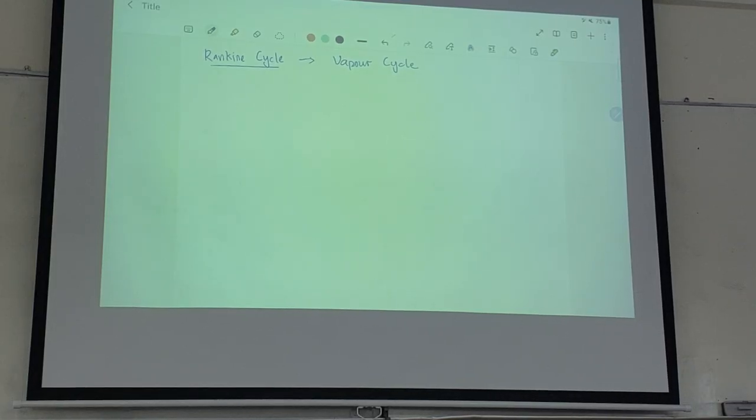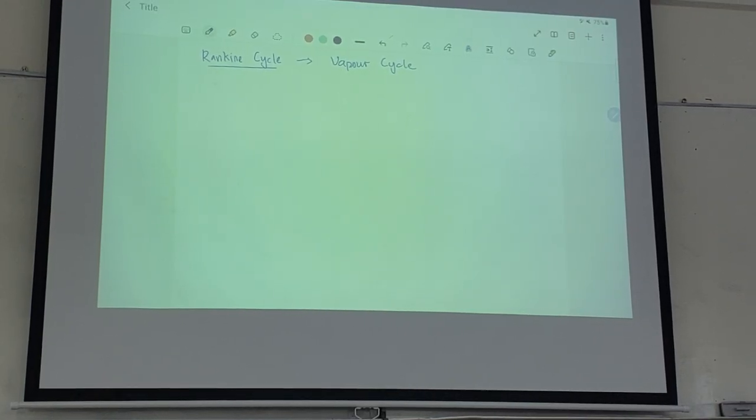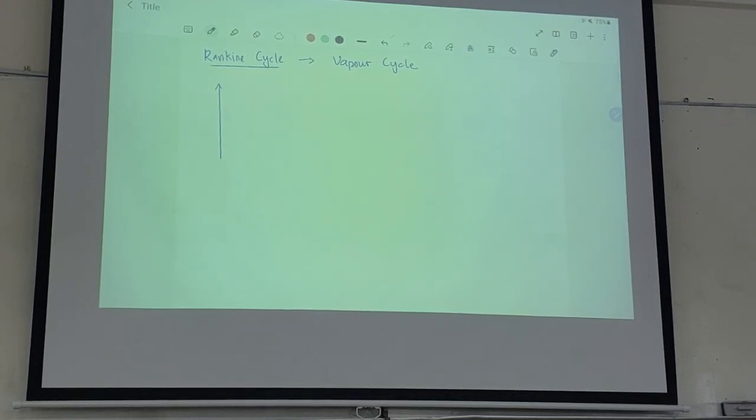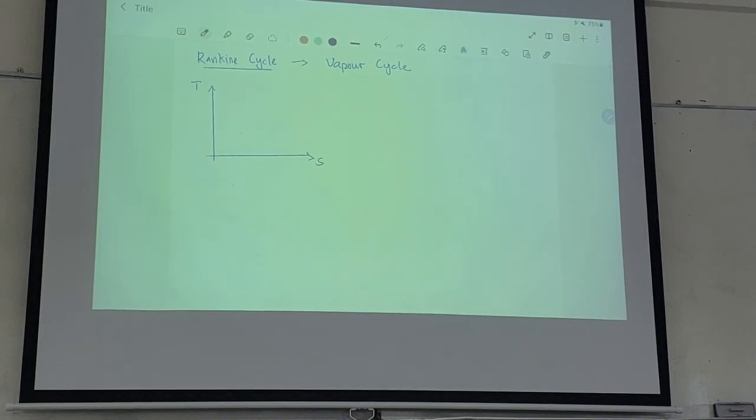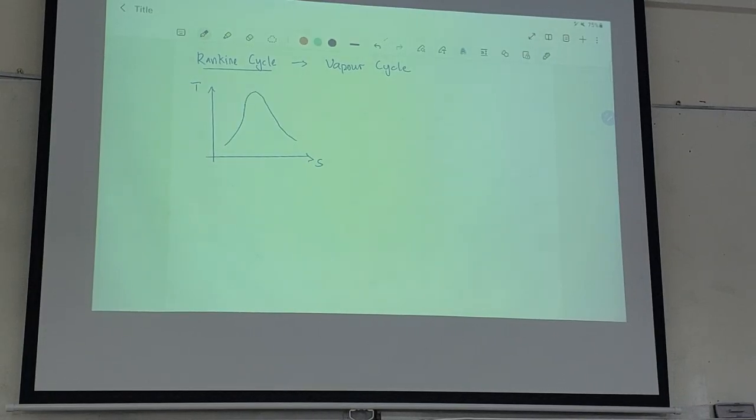So for this cycle we learn, let's see, we write the Carnot cycle. So let's say we have a T-S diagram. So originally Carnot cycle looks this way. Something like this. So Carnot cycle. But we say that this cycle is not practical.